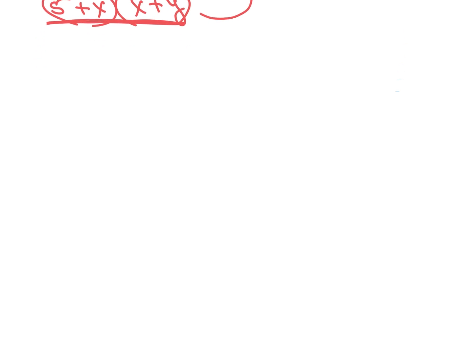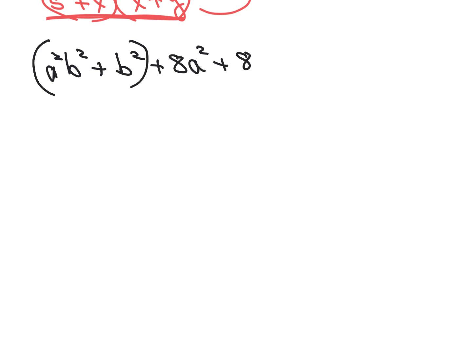So example 3 gives us another chance to try this out: a squared b squared plus b squared plus 8a squared plus 8. So again, you can write these in any order you want, as long as you're trying to write them in an order that puts your pairs together. So right here, we have two b's there, so I'm not going to split these up because I'd have to rewrite them. So if I look at this, I can bring out a b squared.